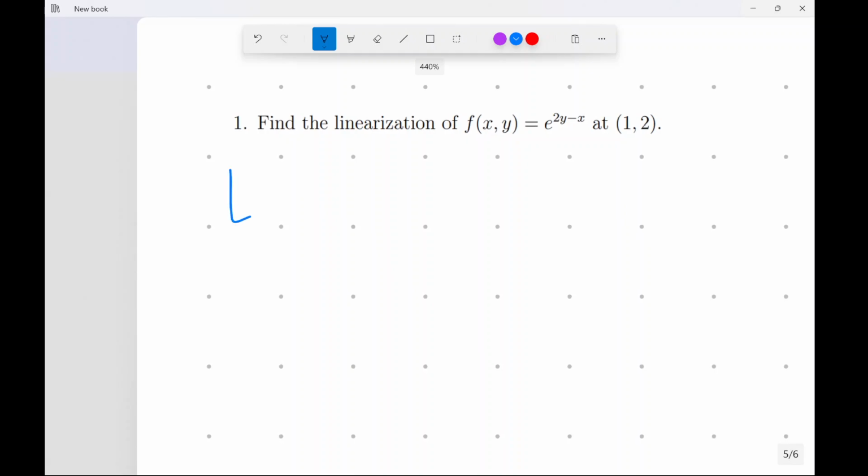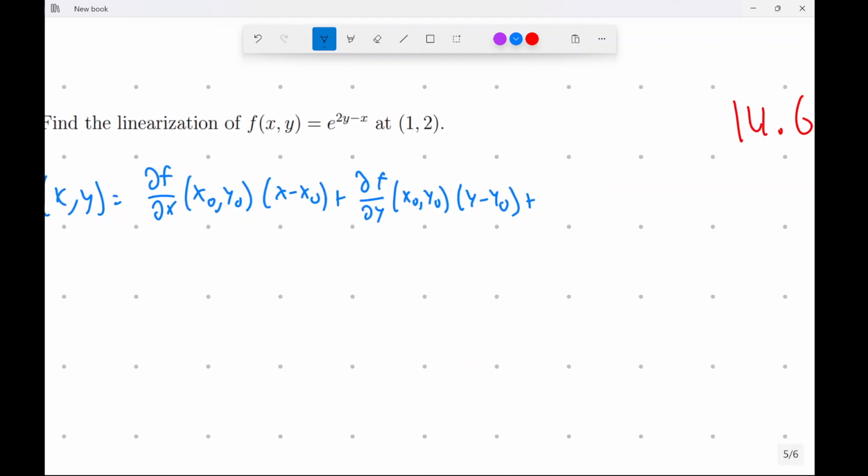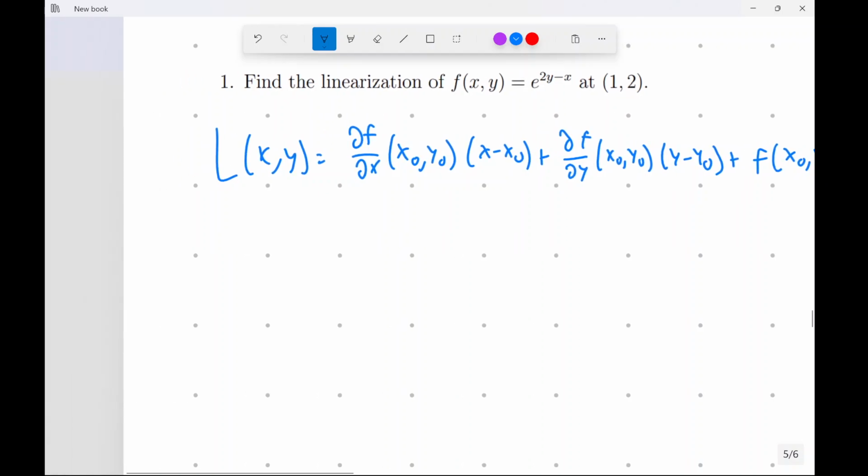Just as a reminder, the linearization of a function is equal to partial f partial x at (x0, y0) times (x minus x0), plus partial f partial y at (x0, y0) times (y minus y0), plus, and if we have more dimensions, we'll add more terms that look like this. But since we don't, that'll just be plus f of (x0, y0). Okay, so let's find partial f partial x.